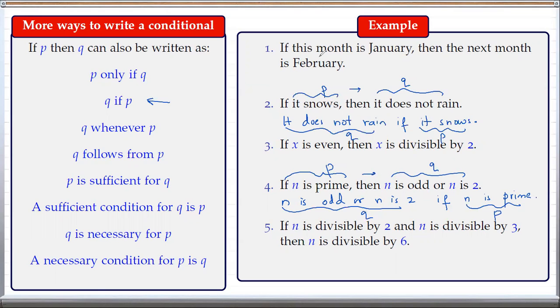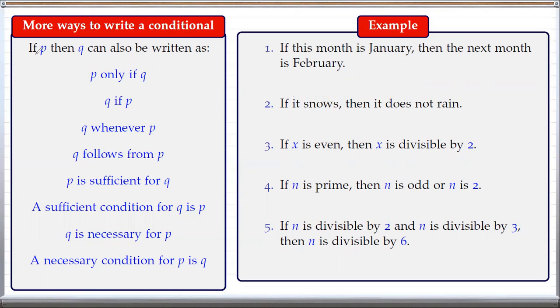The next way to write a conditional is to use whenever. So if we have if P then Q, we can write that as Q whenever P. So let's look at one example with this one. If you look at the second statement, we can say it does not rain whenever it snows. So again, here we write the conclusion part first.